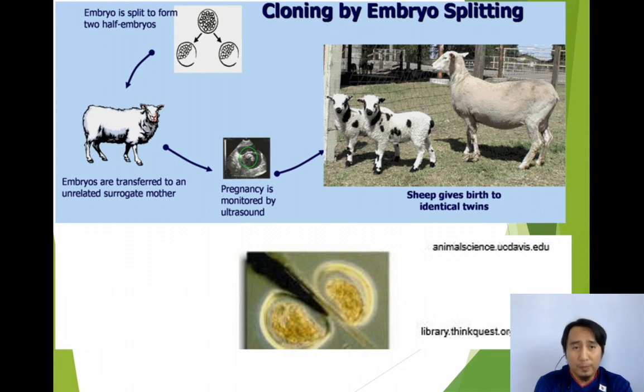Right, so embryo splitting actually comes from one embryo. This one embryo will be cut into two, to form halves of the embryo. So we make two embryos basically. And these embryos are transferred into an unrelated surrogate mother. So if it's a sheep, it will go to a sheep. If a donkey, it will go to a donkey. Okay, and then once she becomes pregnant, it's monitored by ultrasound, and lastly, the sheep gives birth to identical twins.